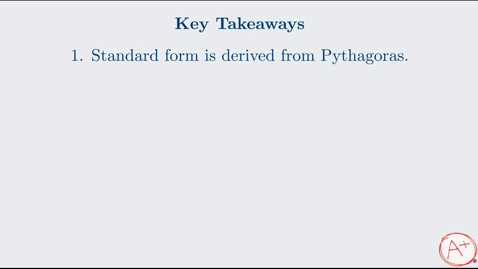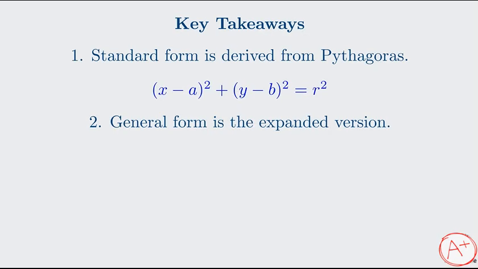To summarize today's lesson on circle equations, first, the standard form of a circle is derived from the Pythagorean theorem. This form is your primary tool for immediately identifying the center (a, b) and the radius r. Second, the general form is an expanded version of the standard form. You must be proficient in completing the square for both x and y terms to convert this back into standard form.